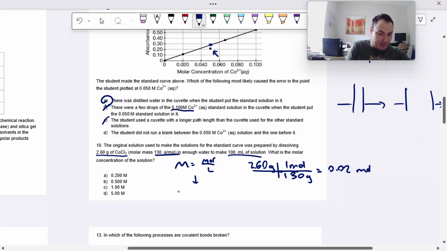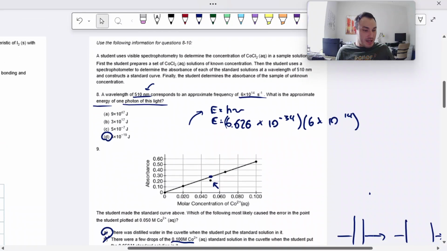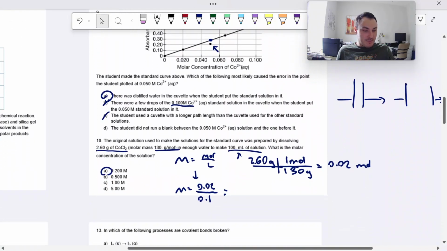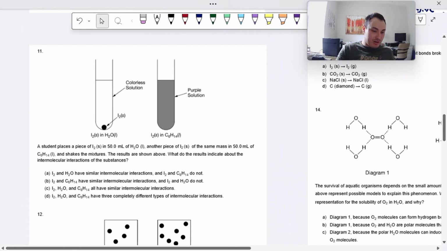And so plugging back in, molarity equals 0.02 moles over liters. It's in milliliters, so convert to liters. It's going to be 0.1. Move the decimal point over 3. So 0.02 divided by 0.1 is 0.2 molar solution, which is A. Let us check our answers. We have D for 8, we have A for 9, and we have A for 10. We're doing good. All right, last 2 pages.